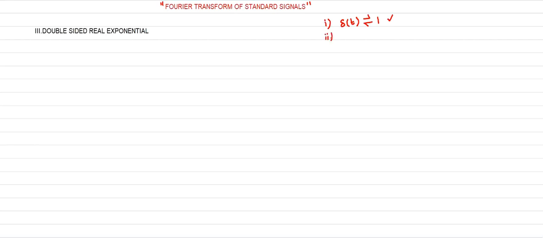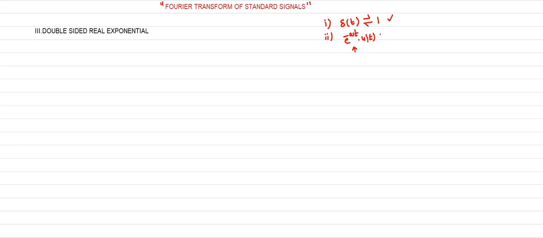The second one is the real exponential signal, the one-sided real exponential signal, which is represented this way: e power minus at into u of t. When you multiply any signal with the unit step function, you get a one-sided signal, because u of t only depends on the positive side of the real axis. So this is the one-sided real exponential signal.